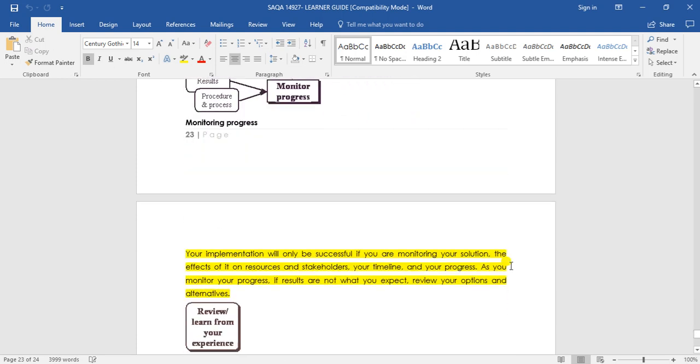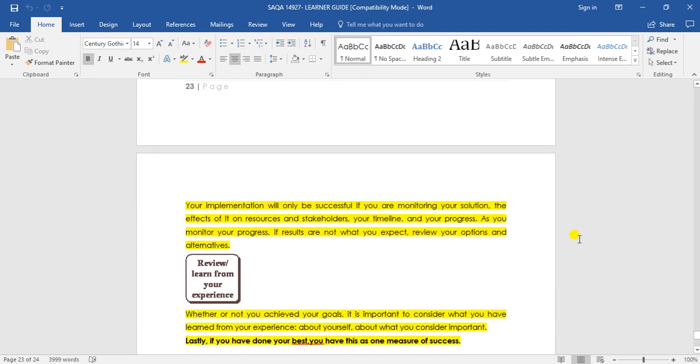Monitoring progress. Your implementation will be successful if you are monitoring your solution, the effects of it on resources and stakeholders, your timeline and your progress. As you monitor your progress, if results are not what you expect, review your options and alternatives.